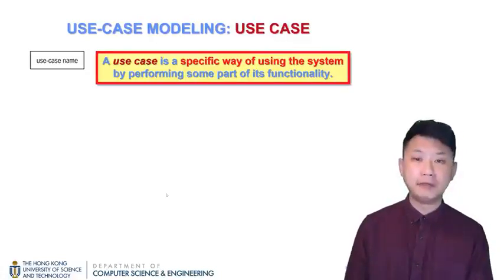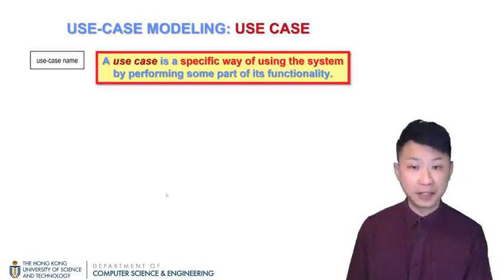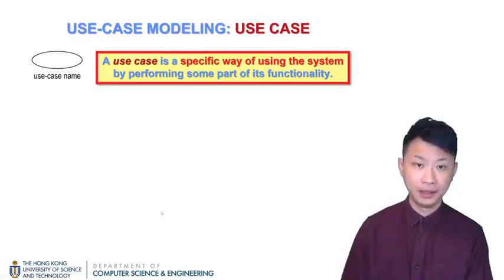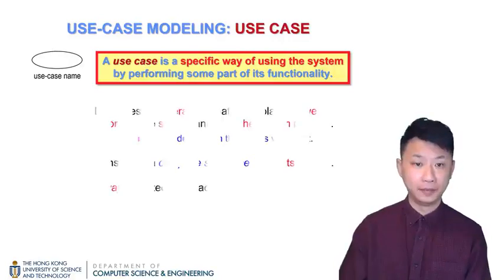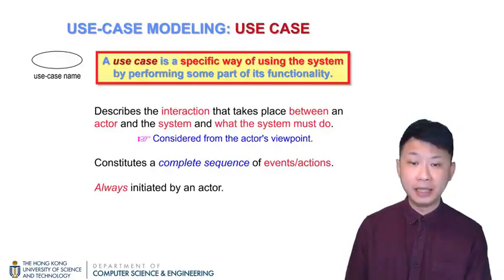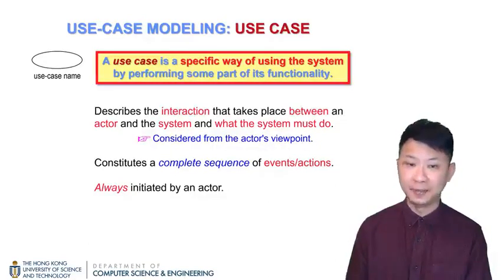The next thing that you have to specify in your use case diagram is use cases. A use case is a specific way of using the system by performing some part of its functionality. That means a use case is actually a function provided by your system. We use this notation, an oval, to represent a use case. The use case describes the interaction that takes place between an actor and the system, and what the system must do from the actor's perspective. We try to describe it as a complete sequence of events and actions, and it is always initiated by an actor. It's started by an actor.